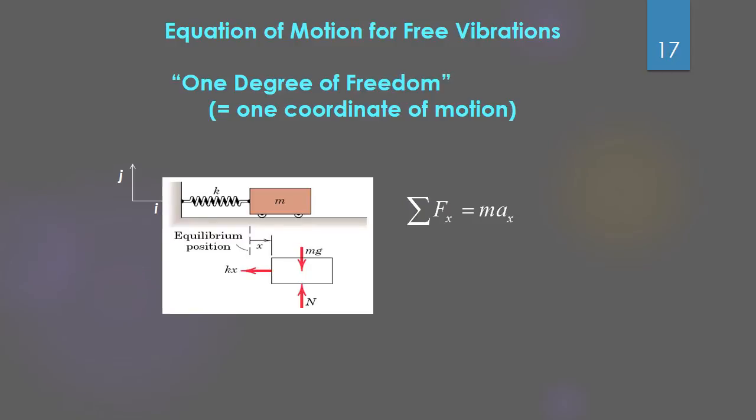So let's start. Equation of motion for free vibration for a single degree of freedom. Why is it a single degree of freedom? Check the mass over here. It's only going in one direction. That's why it's a single degree of freedom. Remember I told you we have Newton's method and Lagrange's method in the previous slide. So here we're going to use Newton's method.